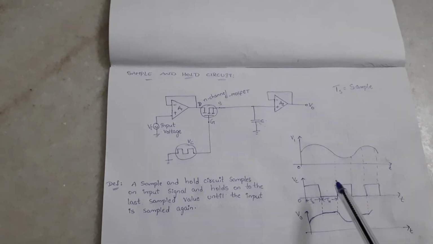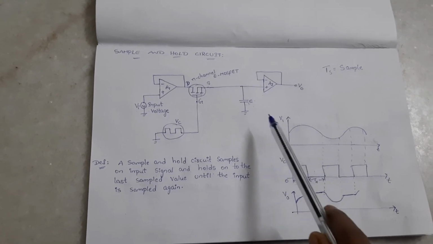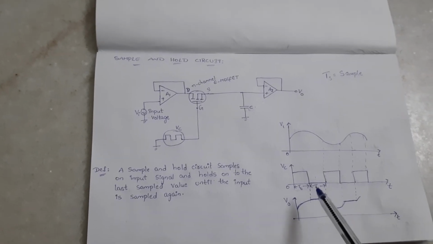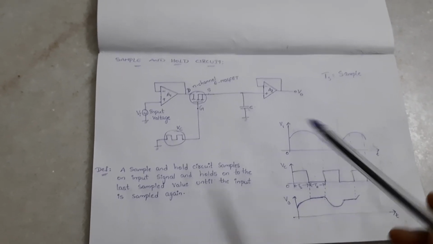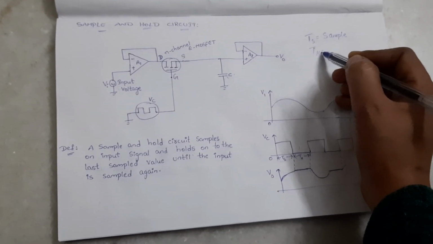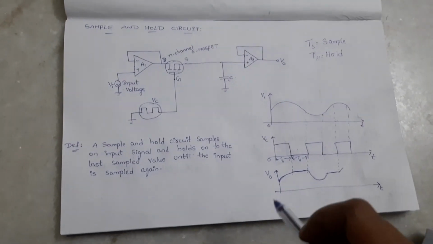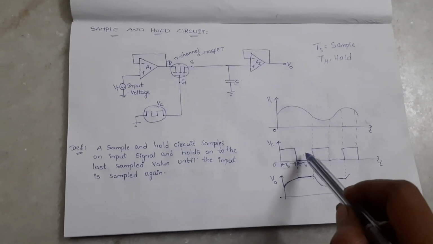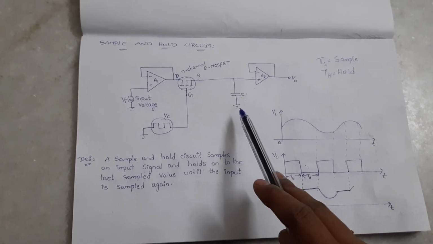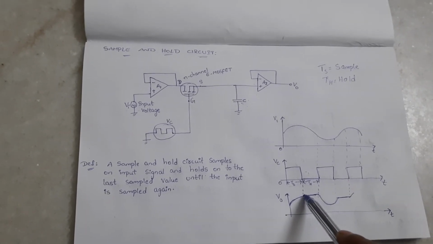That's why whenever VC is 0, the capacitor is holding the voltage, and that is called the hold period, TH. TH is called hold. So whenever the control voltage is 0, the capacitor is going to hold the voltage. That is shown here as constant.